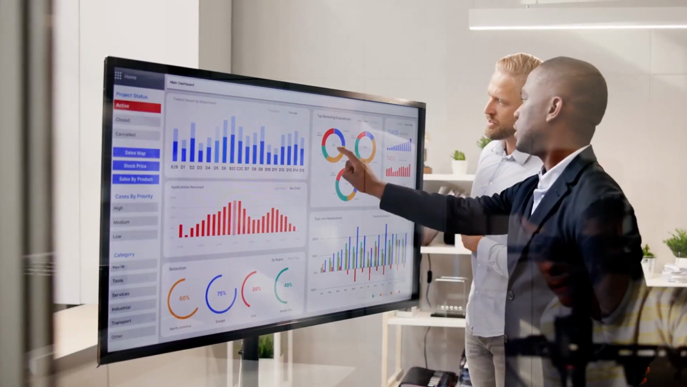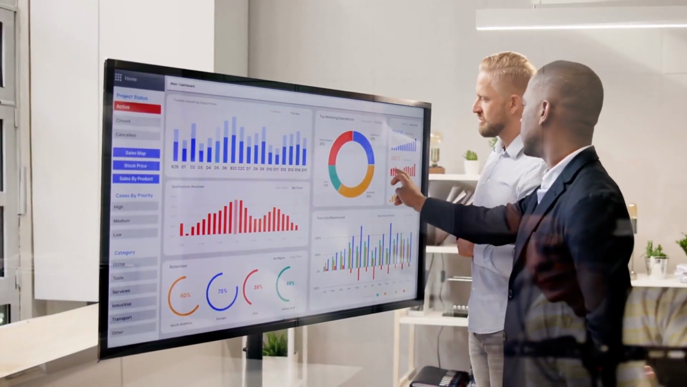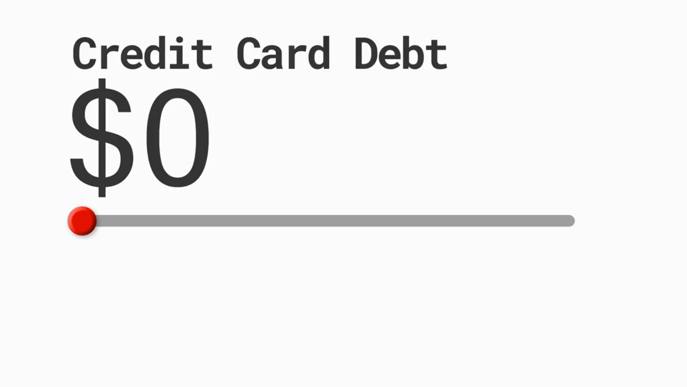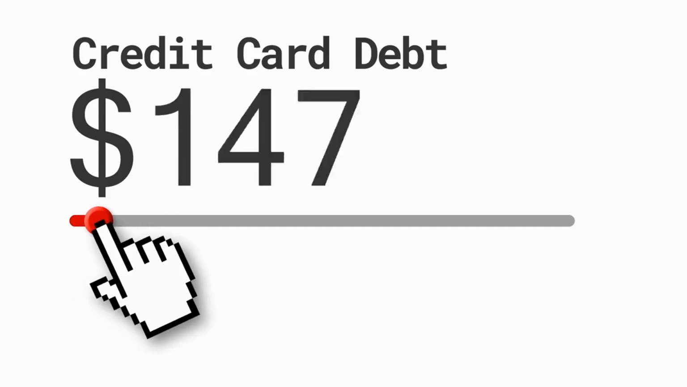If you're ready to learn how to make better money decisions and take control of your finances, keep reading. Number 1. High-interest credit cards. Frugal people avoid using high-interest credit cards because they know how quickly debt can pile up.